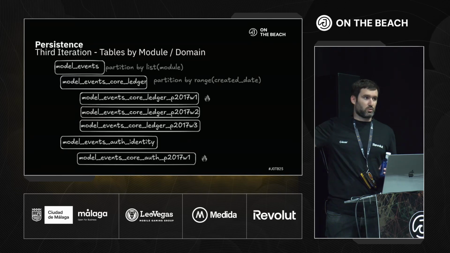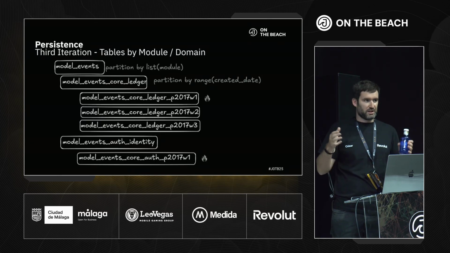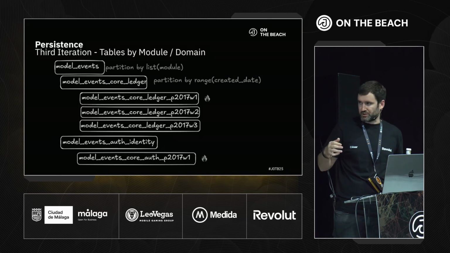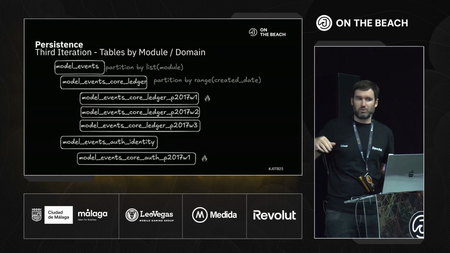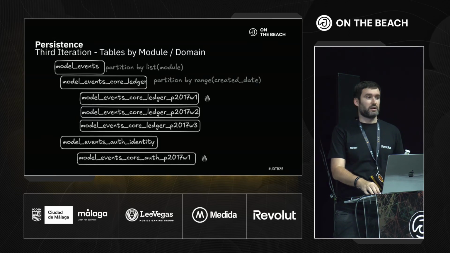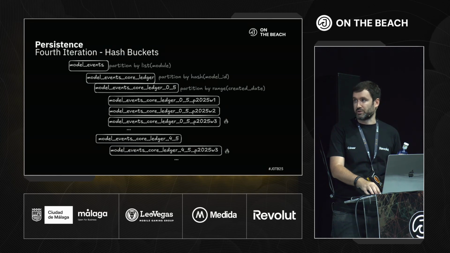So by doing this, we get one advantage. Every module now is totally isolated from the others, and you increase the parallelization by ensuring that every module gets persisted individually. That worked well for some time, but eventually we hit issues.